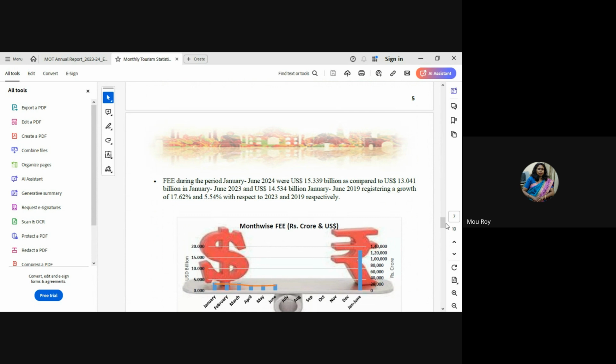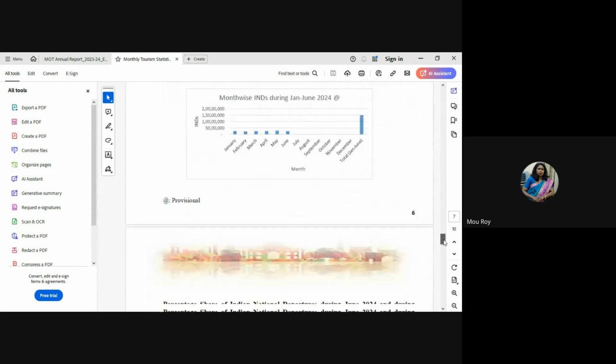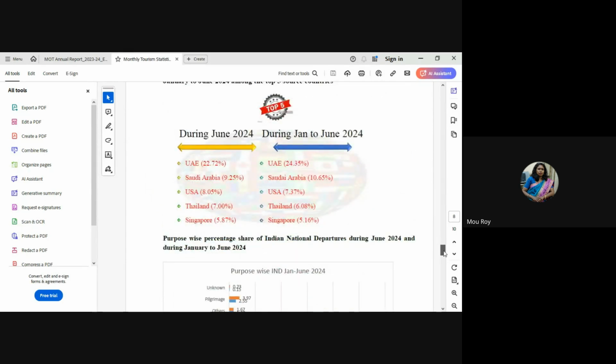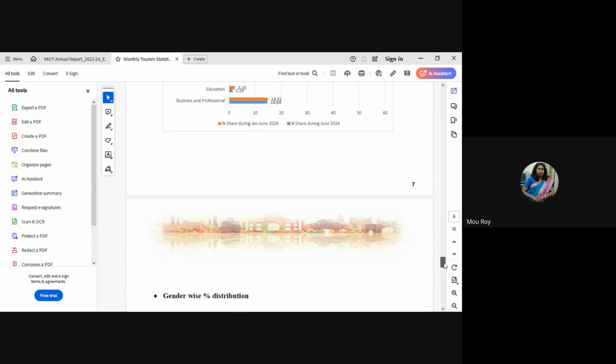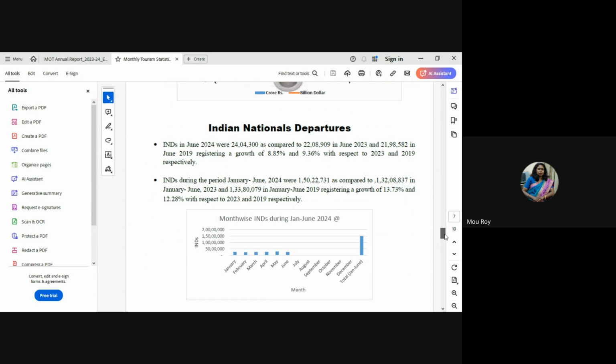Anyway, I wanted to show you about the statistics. We came to know so many things, because even I was quite surprised to see that the maximum foreign tourist arrivals, the Bangladeshis, are showing. So that was what I just showed you.